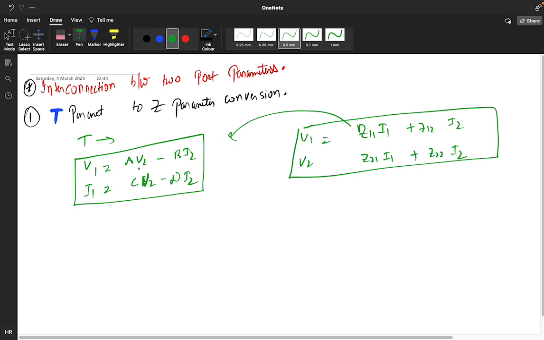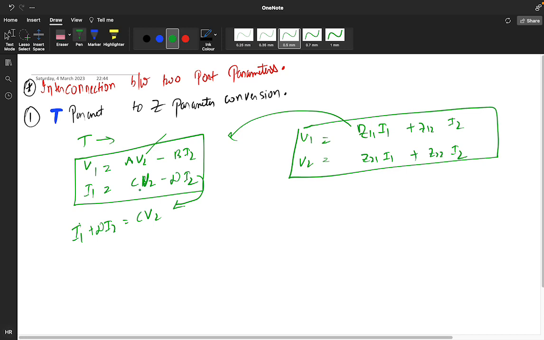You have to make this in this form. How will you do it? You need to convert this V2 value in terms of I1 and I2. Here I2 is there. So just find the value of V2. I1 plus DI2 is equal to CV2. From this we will get this.